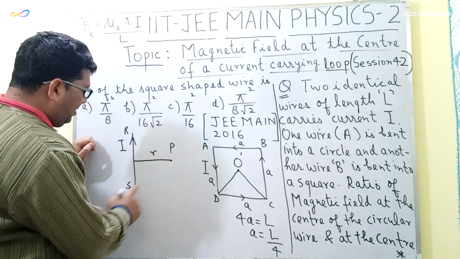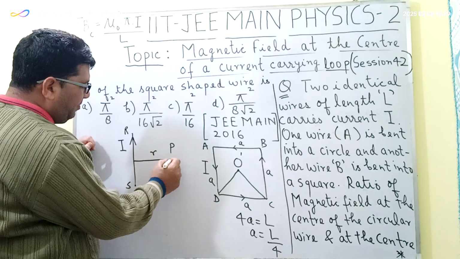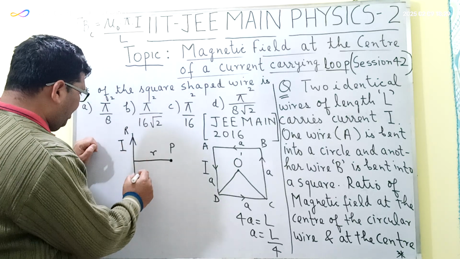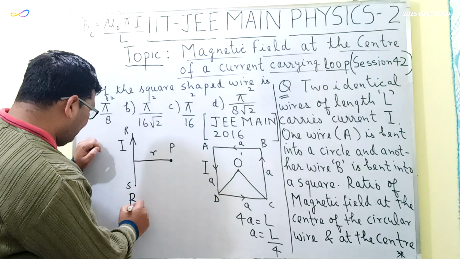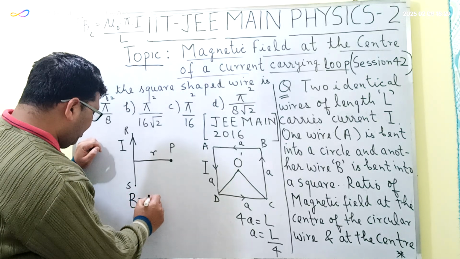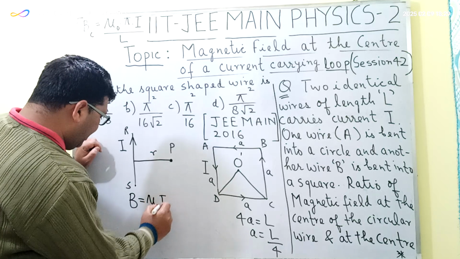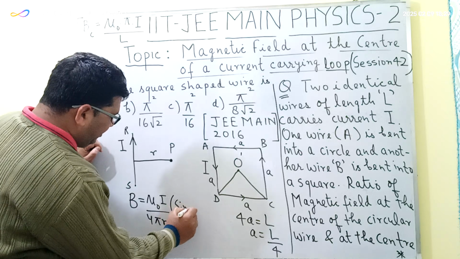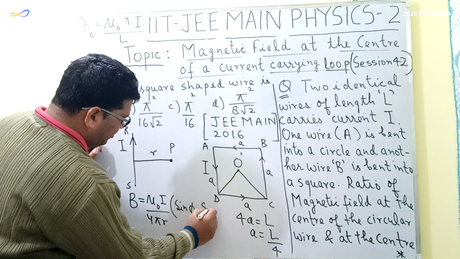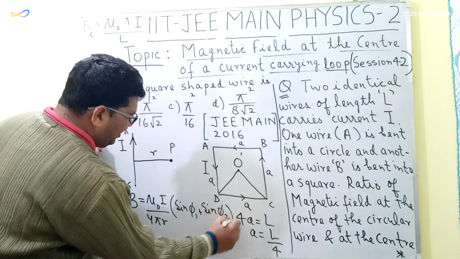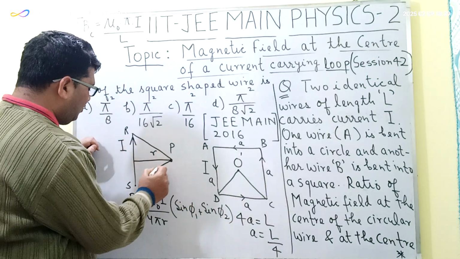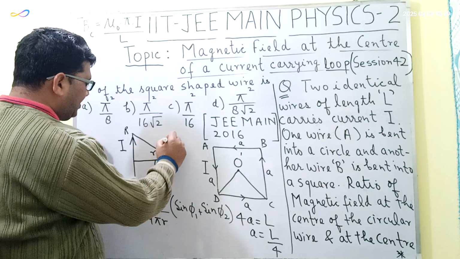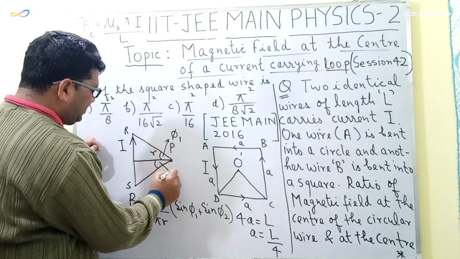So the intensity of the magnetic field at this point P due to this current carrying straight wire of finite length will be equal to, this is the formula which I am writing, mu naught into I divided by 4 pi R in bracket sine phi 1 plus sine phi 2, where phi 1 and phi 2 are the angles as shown in this figure. This is, say, phi 1 and this is phi 2.